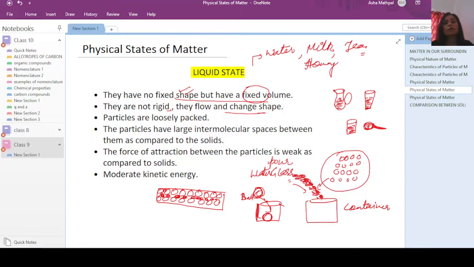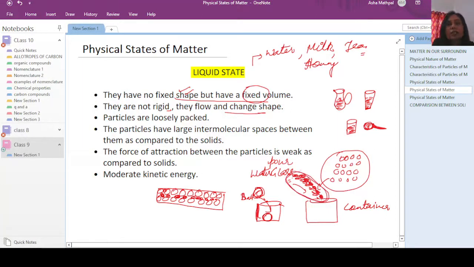Now see, this force of attraction between the particles is less here, so that is why the particles are not tightly packed, and that is why it is giving the liquid state its fluidity. Okay, so the particles have got large intermolecular spaces as compared to the solids, and the force of attraction is weak as compared to the solid.